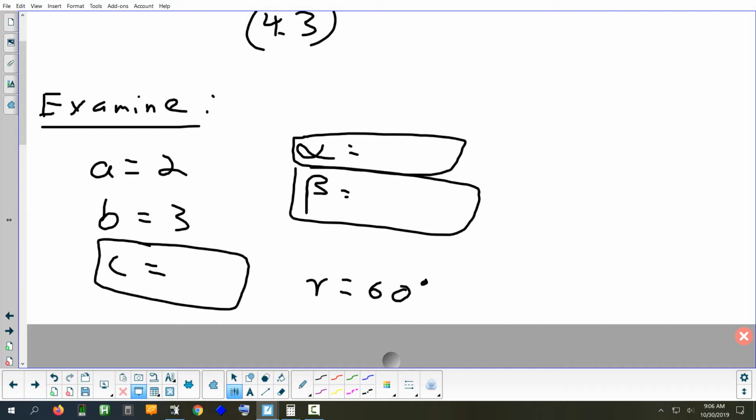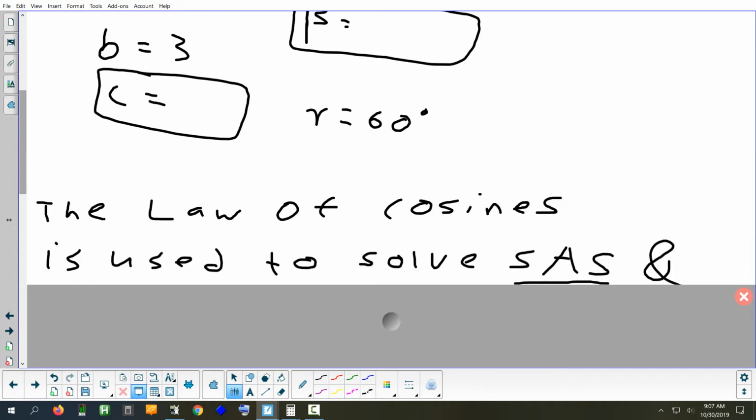And that's because you don't have a row with everything in it. Okay? So this is a problem that you cannot do with law of sines because you'd have 2 variables going at the same time.